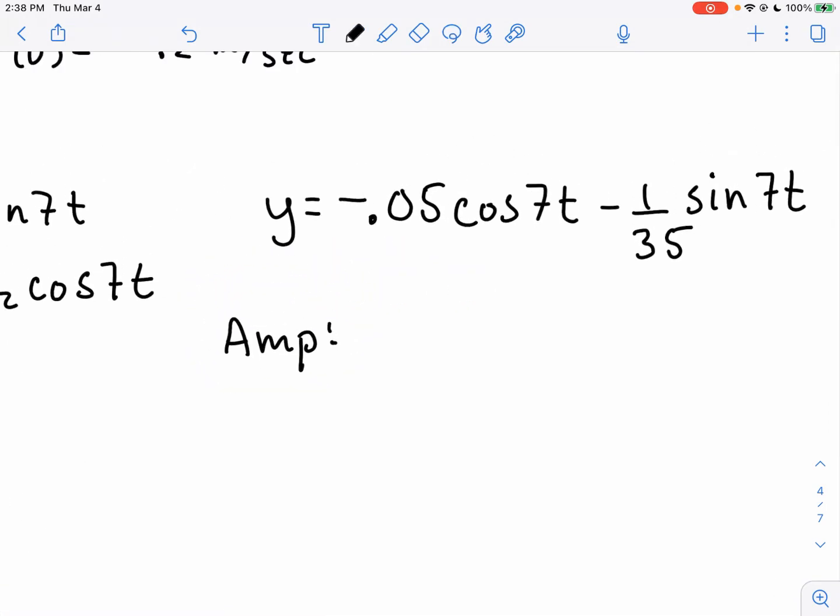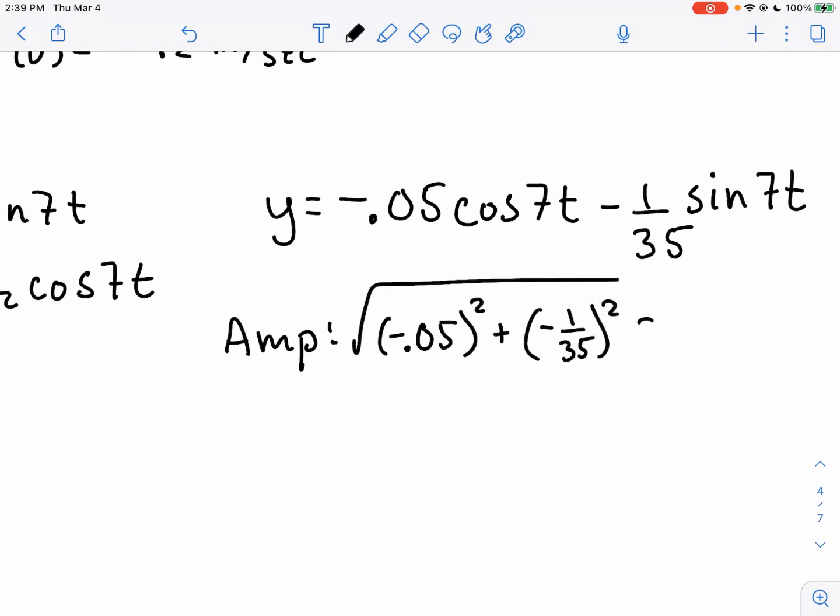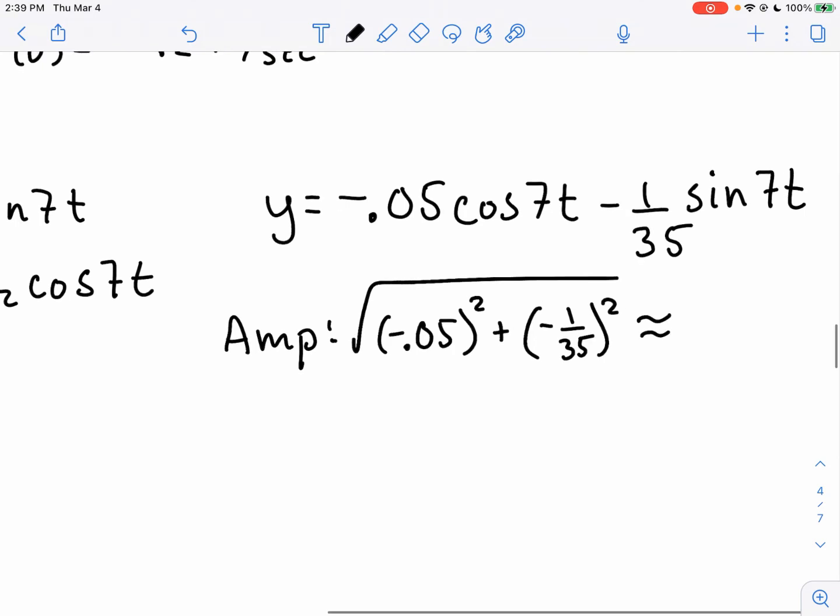The amplitude is going to be the square root of 0.05, that's negative technically, but the square will get rid of that, plus negative 1/35 squared. I already did the calculation ahead of time, so to save time I'll just put the result here. It's 0.0576.